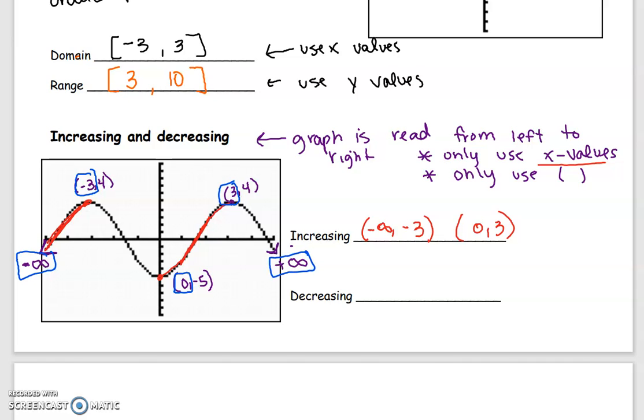Now let's take a look at decreasing. For decreasing, it's going to be this section that's blue and this section over here that's blue. So decreasing, I'm going to go from -3 to 0, and then from 3 to positive infinity. And there's my increasing and decreasing.